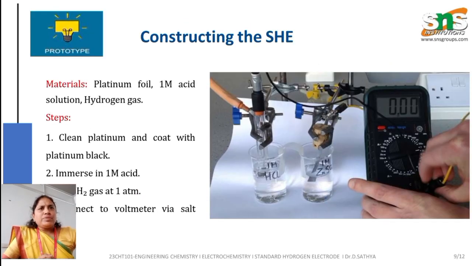Prototype: constructing the electrode. After ideating, we built a functional model of the solution. We need a platinum electrode, which is inert, and a platinum black coating to increase the surface area for hydrogen absorption, and 1 molarity HCl solution, a source of H plus ions, and hydrogen gas supply at 1 atmospheric pressure, and the electrochemical cell setup. So these are the important things for constructing the SHE.